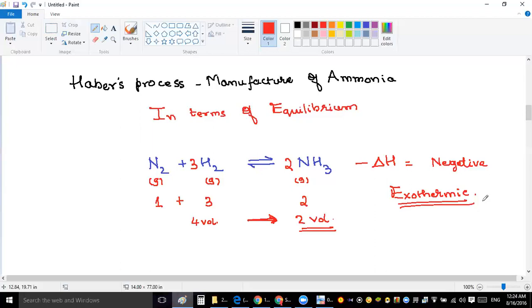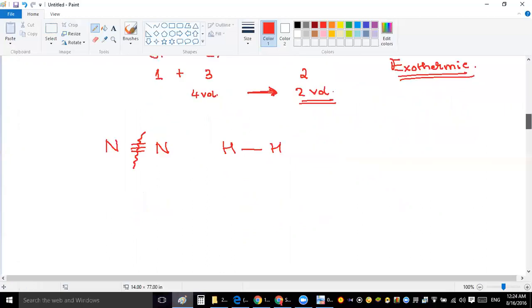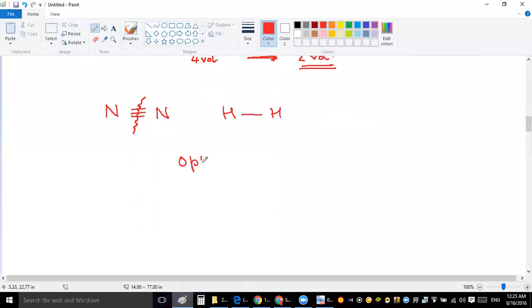But again, here the problem is that nitrogen and hydrogen are both very less reactive gases. First of all, in order to make nitrogen and hydrogen react, their reactivity is very low. Nitrogen is already having a triple bond. So if I have to make this react with hydrogen, first I have to break this triple bond also. It means some amount of high or moderate temperature will be required. This temperature that is required is known as the optimum temperature.